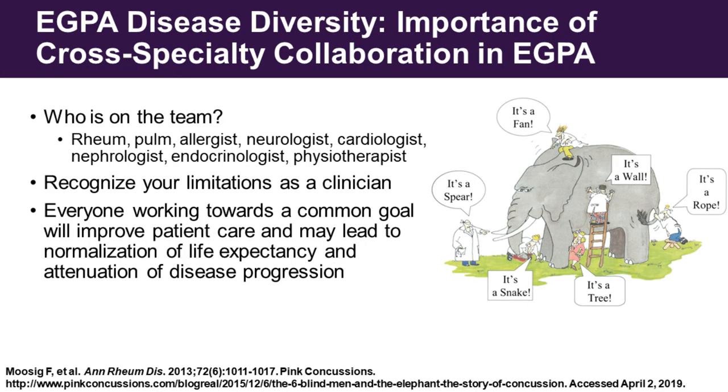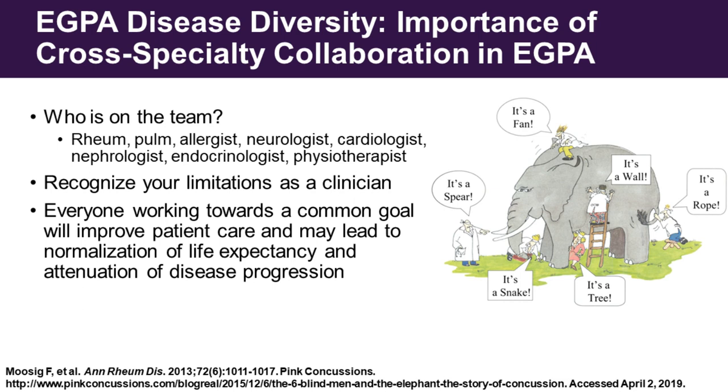So who is your team? Who are you supposed to be talking to about these patients? It depends obviously on the organs that are involved, but includes us, rheumatologists, pulmonologists, allergists, neurologists if they've got nerve involvement, cardiologists, nephrologists, endocrinologists. You want to send these patients to physical therapy. This nerve involvement can be very debilitating. So that is your team, and recognize your limitations as a clinician.